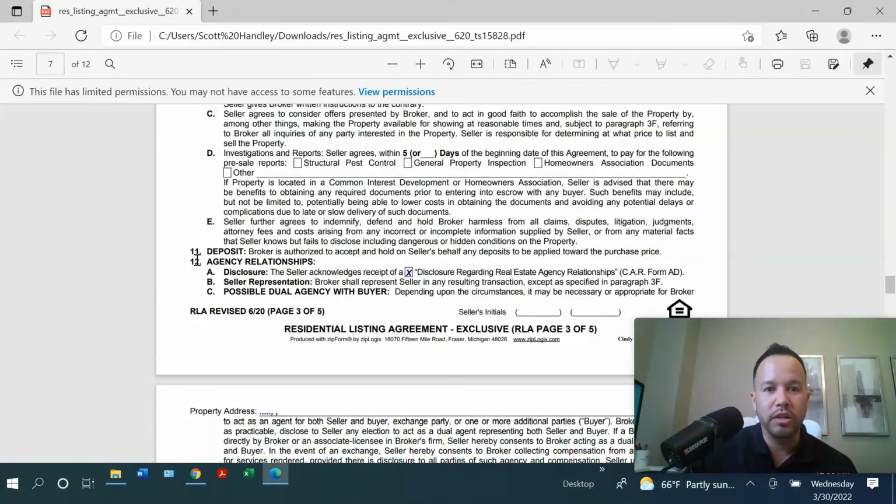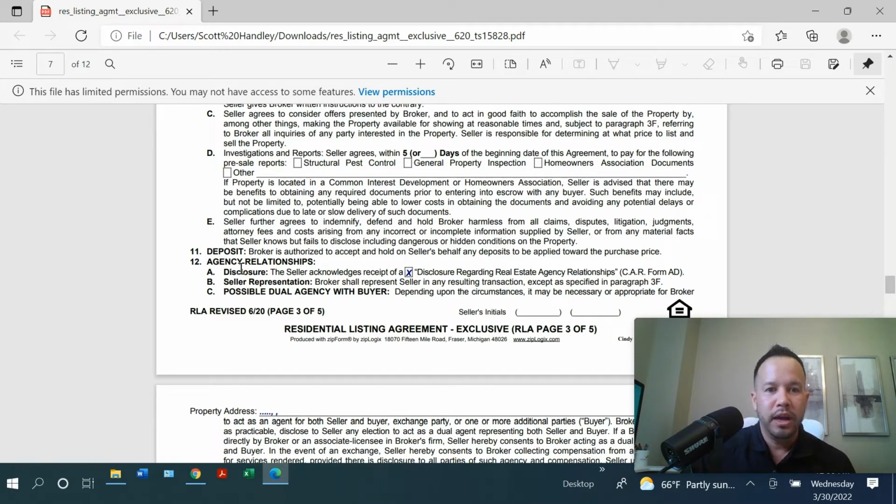Moving right along, let's go to number 11, deposit. Broker is authorized to accept and hold on seller's behalf deposits to be applied towards the purchase price. This won't apply to Western Pioneer Properties. We do not accept deposits. Deposits go strictly to escrow and title.